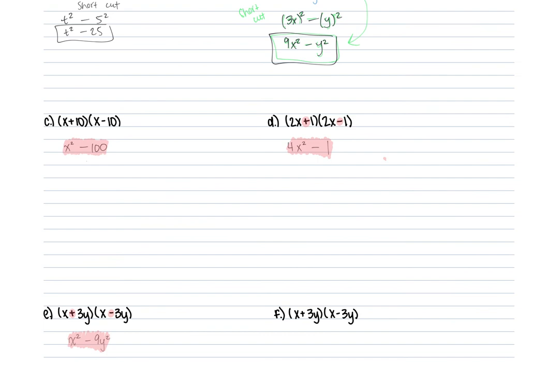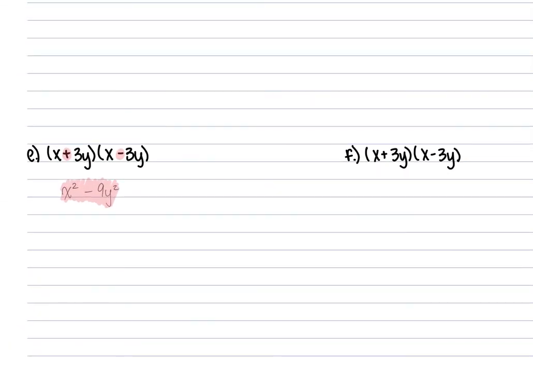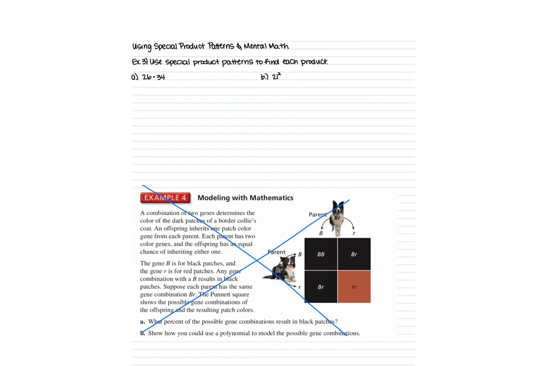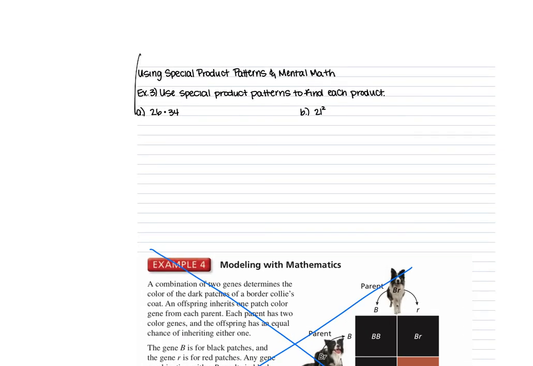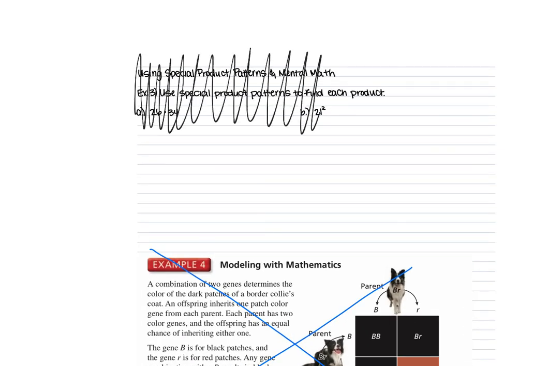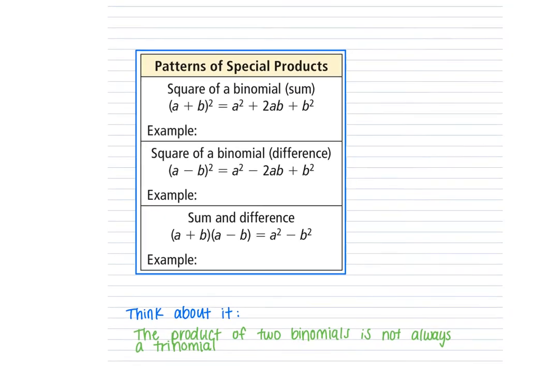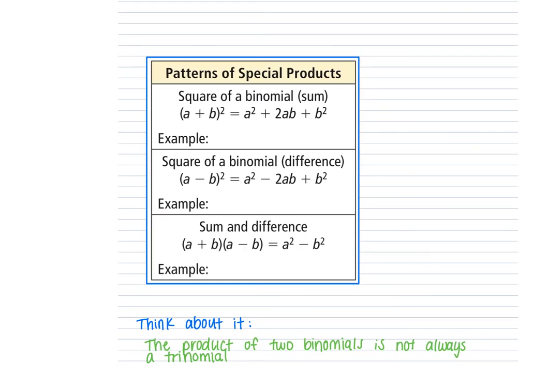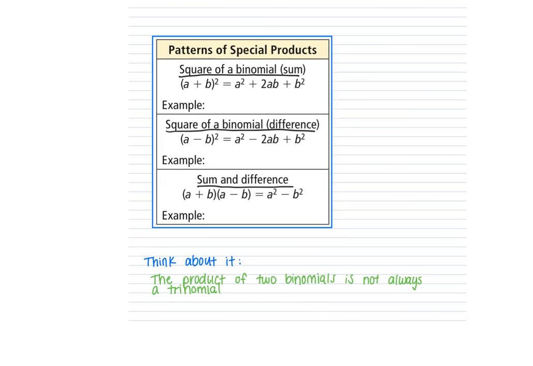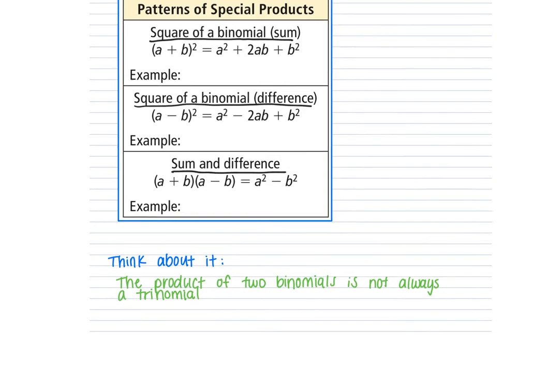All right, what I need you guys to do next. F is the exact same example as E. I don't know why I double duplicated, okay? I need you guys to cross out example 3. Cross out the special product patterns to find each product. And then go down to the very last slide. This is like a little summary of the entire lesson, okay? When you square a binomial, or when you square a binomial and it's the difference, and then the sum and difference pattern, okay? And then your exit ticket is, I want you guys to think about this.